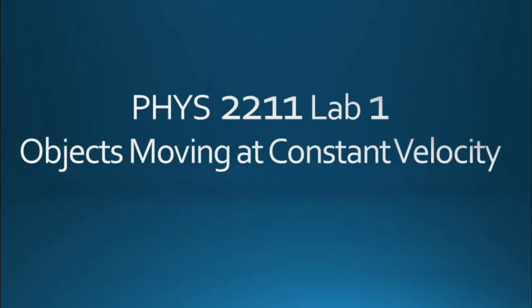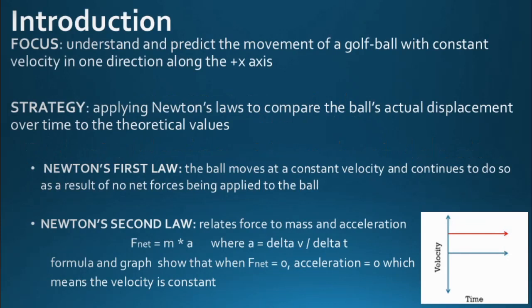Welcome to my first lab where I'll be exploring an object moving at a constant velocity. Today, our focus of study will be an object moving in one direction at a constant velocity. In this experiment, the object will be a golf ball being rolled along the positive x-axis.